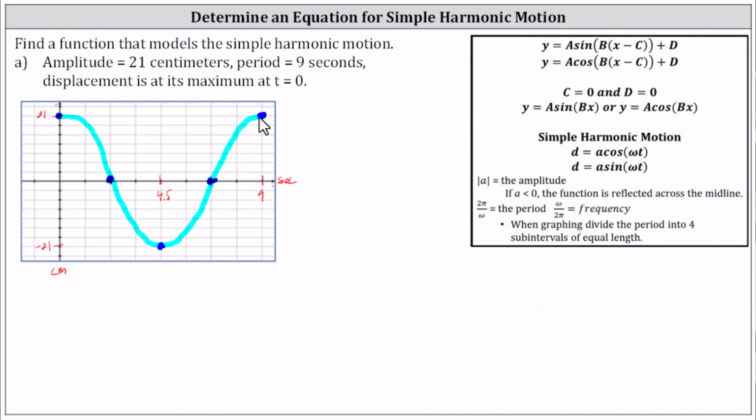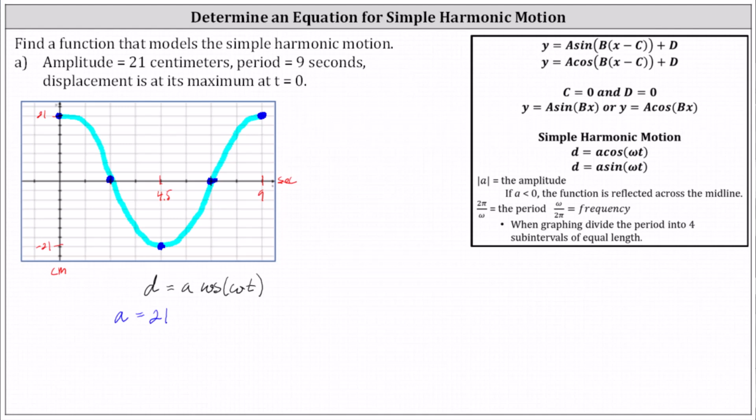We should recognize it'll be easier to find the equation using cosine, and therefore the equation will be in the form of d equals a times cosine of omega t. The absolute value of a is equal to the amplitude. We know the amplitude is equal to 21, and because there's no vertical reflection across the midline, we should recognize that a is equal to positive 21.